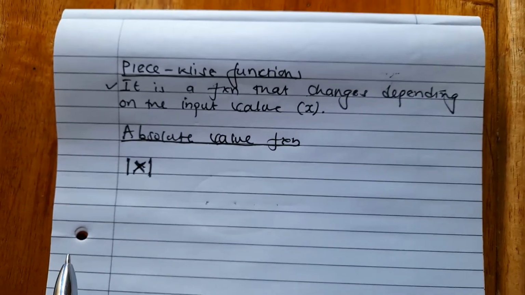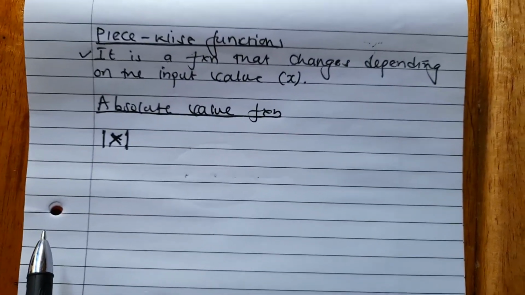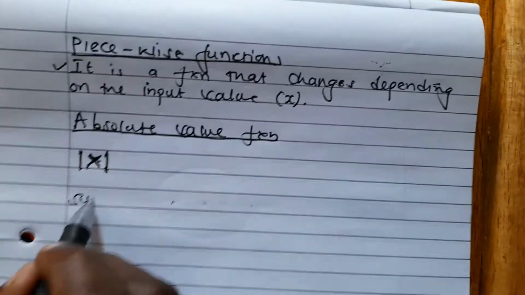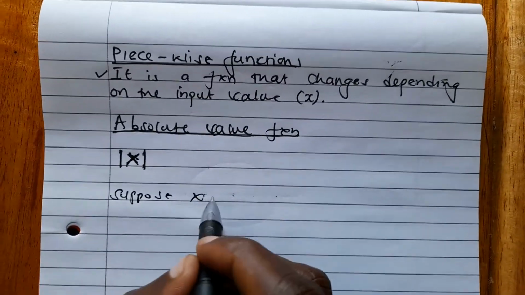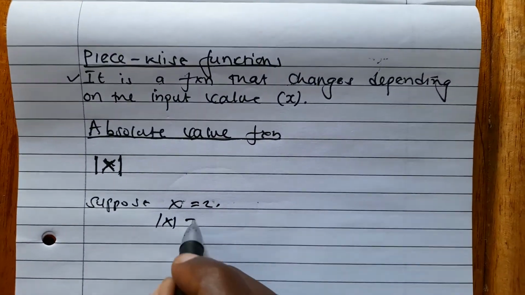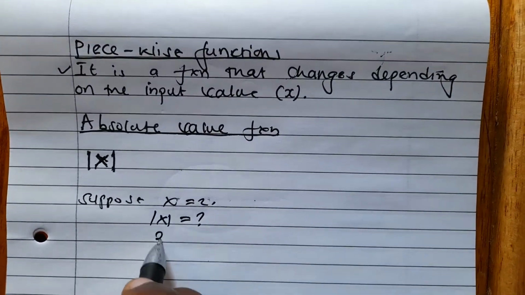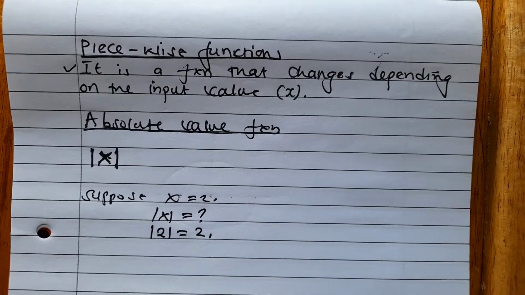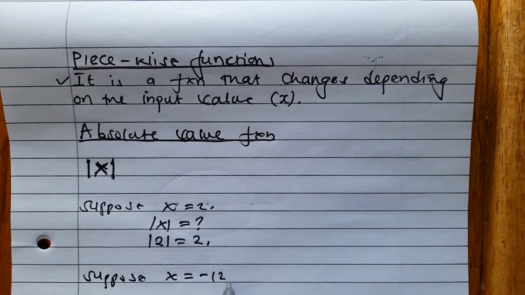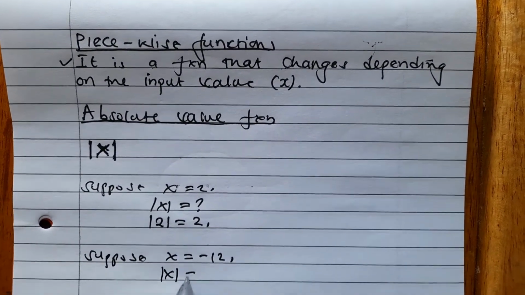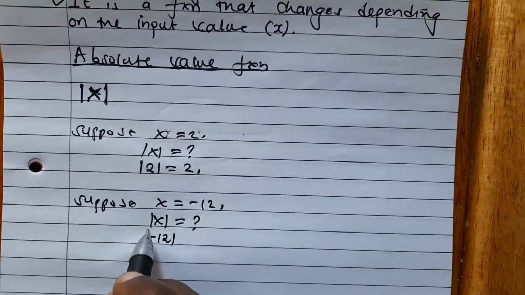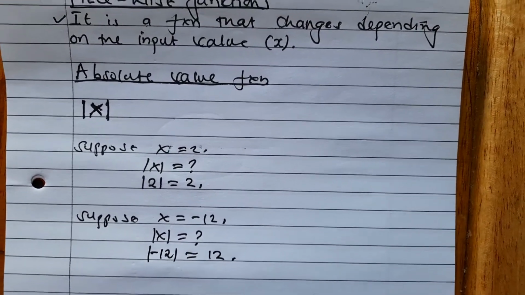So you realize an absolute value is actually the positive value of a given number. Suppose my x is 2. I'll say absolute x is the same as absolute 2, which is 2. And suppose my x now is negative 12. What is my absolute x? You realize my absolute x will be absolute negative 12, which is 12.